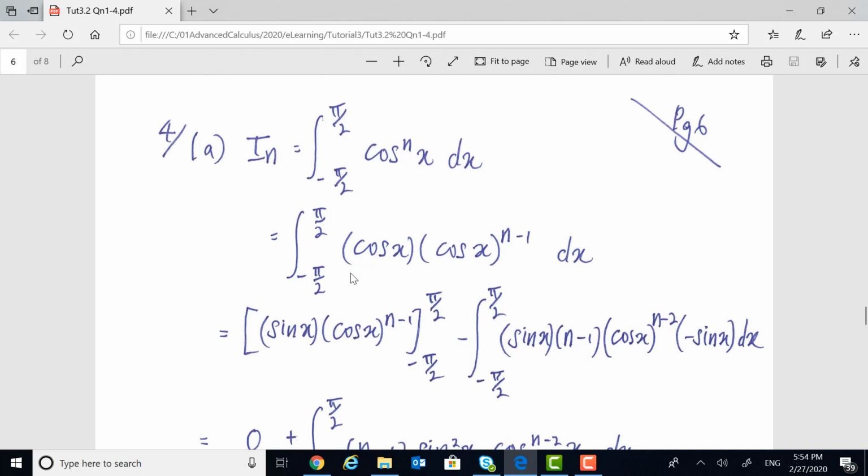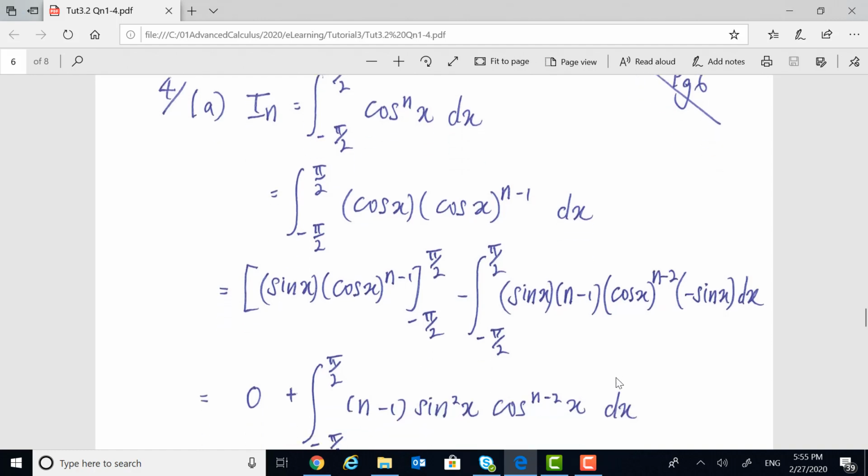You integrate cos x, you get sin x, and not forgetting the limits, minus pi over 2 to pi over 2, minus the integral dx. Within here, I want to differentiate whatever I want to differentiate. Differentiating cos x to the power of n minus 1 gives this, right here. And then if you integrate this, it is sin x. So integrate this and differentiate this one, I get here.